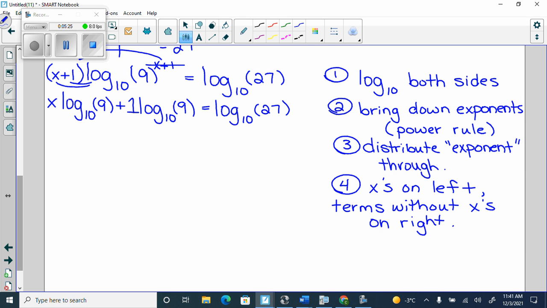So x log base 10 of 9 stays on the left. Do you see that? Does 1 log base 10 of 9 have an x in it? No, so it needs to move to the right. How do I move a positive 1 log base 10 of 9? Subtract.